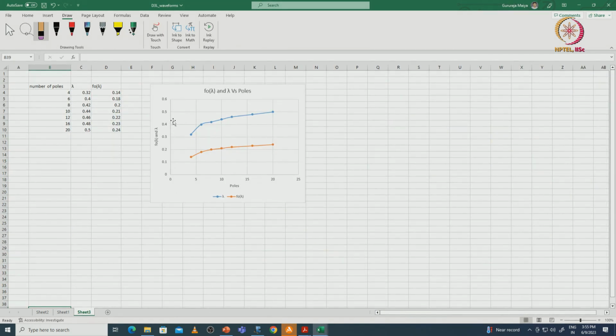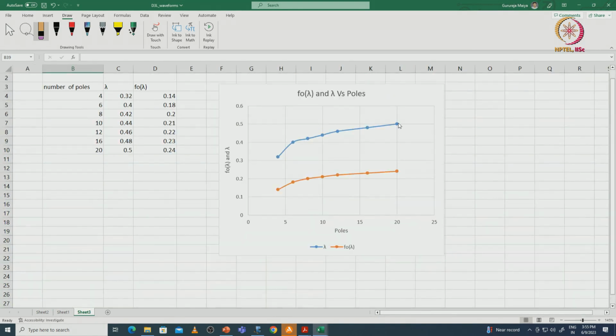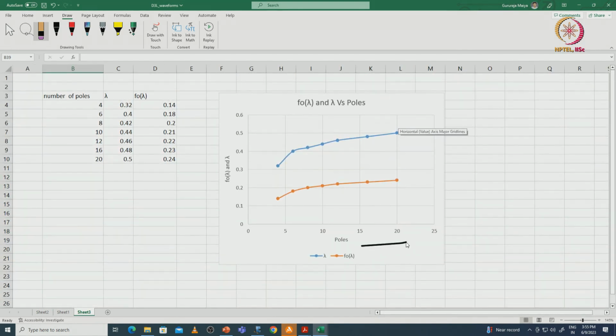If we are increasing the number of poles in this direction, we can see the f of lambda equation as well as the lambda values. This blue curve represents the lambda values, that is d is divided by d naught s curve, and this red curve represents the output function f naught of lambda.